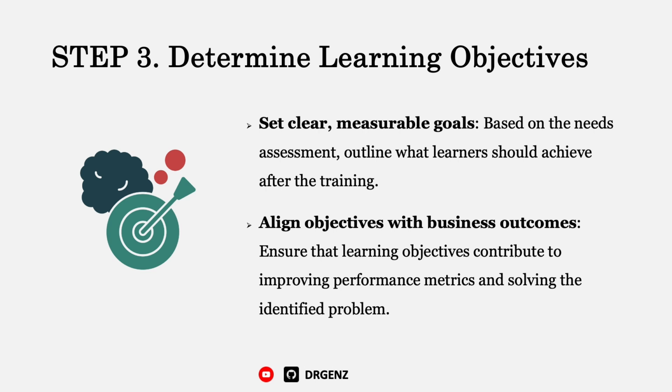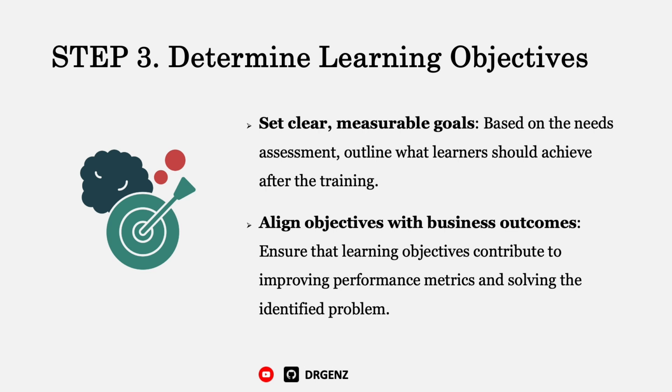Step 3: determine learning objectives. This process outlines how to establish effective training goals that directly address business needs and performance issues. By doing so, you need to set clear, measurable goals. Now, after you have completed the needs assessment in step 1 and step 2, it is crucial to define specific outcomes for training, and these goals should be clear.